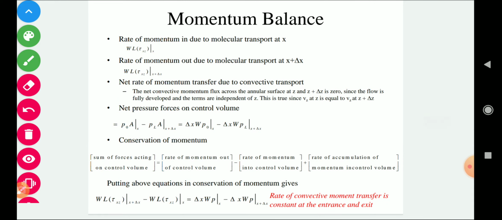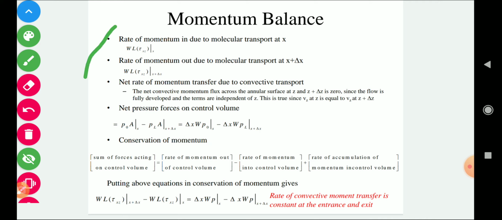So this is delta x into W into P0. This is the net pressure force at the entrance. Similarly, the pressure force at the exit will be equal to area, area meaning delta x into W, times pressure. So the pressure at the exit is PL, so delta x W PL at x plus delta x.